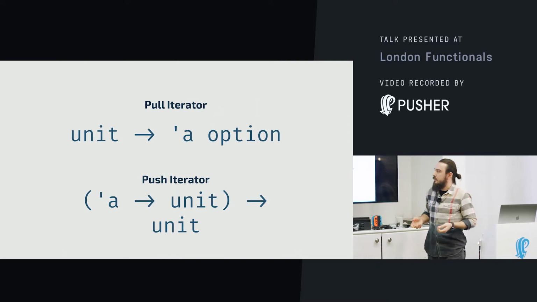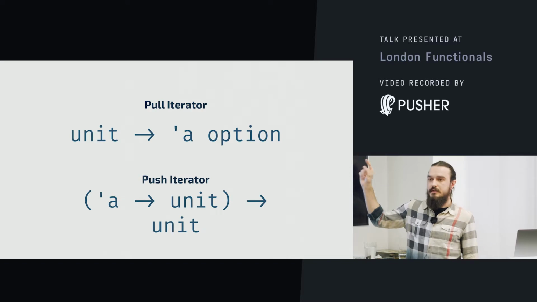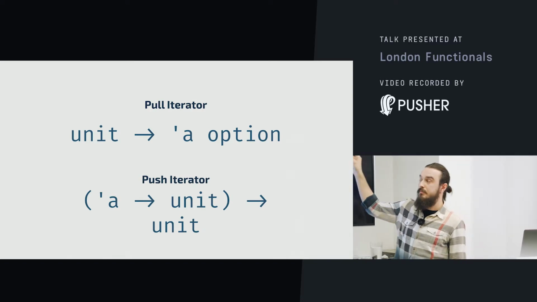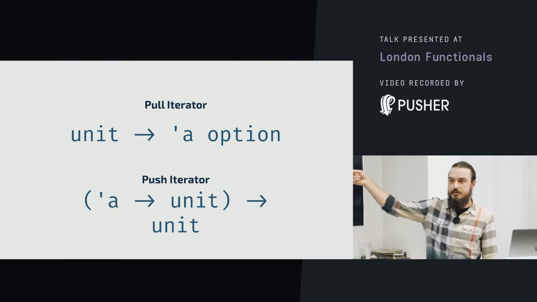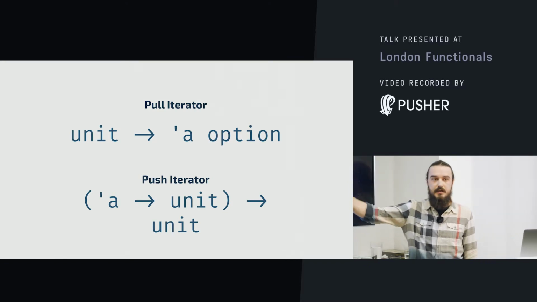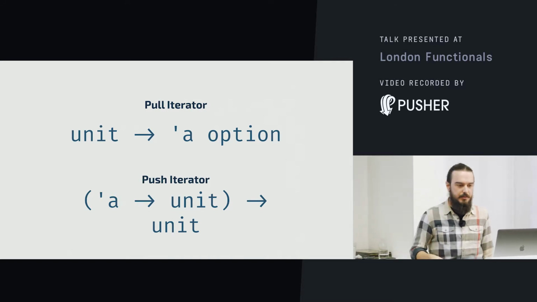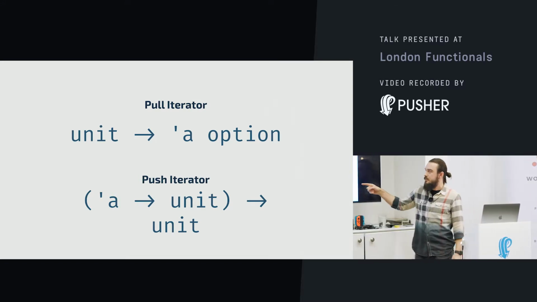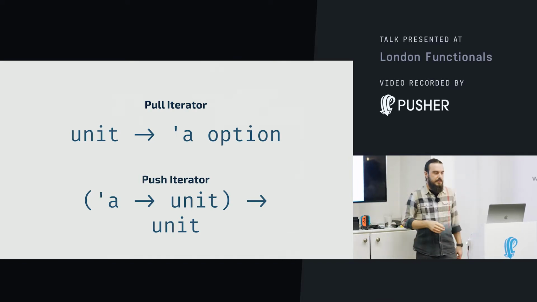Why did I want to do this? Well, because pull iterators are slow. The reason pull iterators are slow is that they allocate an extra boxed value, an optional value, for every single element that they produce. And that goes to the heap, and then the garbage collector is woken up, and it's complicated. While push-based iterators don't suffer from that problem. As you were saying, it's just function composition.